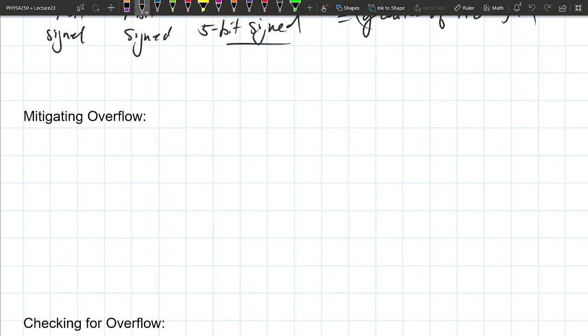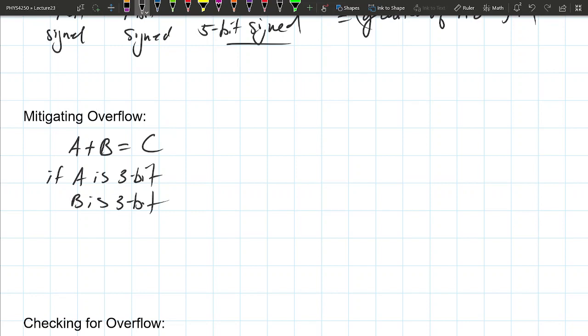So let's say I have two numbers, a plus b equal to c. It doesn't matter what the number is. So if a is a 3-bit number and b is also a 3-bit number, then you can make sure that c is going to be some 3 plus 1-bit number, or in other words, 4 bits. So you always add this extra bit to it.